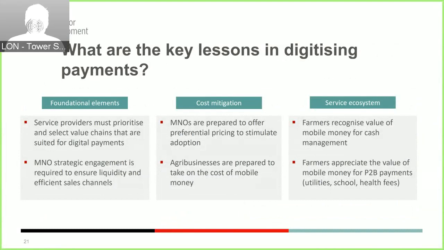From our research, we've also seen that farmers appreciate the value of mobile money to process a range of person-to-business payments securely and remotely. These are primarily utilities, school and health fees. For school fees, for example, we have seen that time wasting and theft are major issues for rural families who pay these fees in cash. So once person-to-business payments are digitized, mobile money providers should consider developing these types of use cases to stimulate adoption over time, beyond farmers cashing out as they receive a payment.